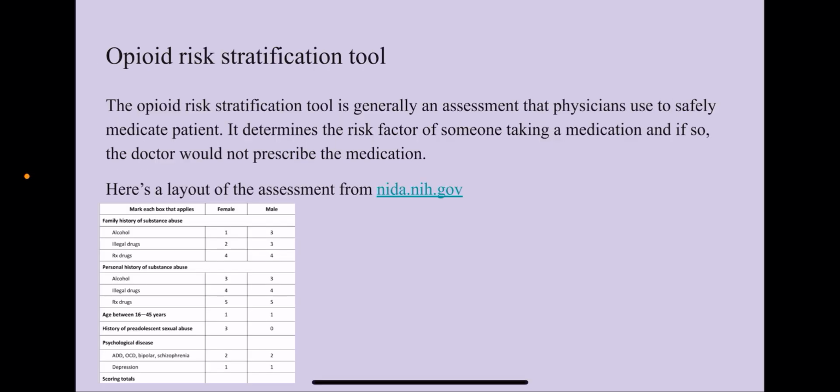So what is the opioid risk stratification tool? The opioid risk stratification tool is a general assessment that physicians use to safely medicate patients. It determines the risk factor of someone taking a medication, and if the risk is high, the doctor would not prescribe them the medication. So they will ask questions like family history of substance abuse, alcohol, illegal drugs, prescription drugs. They do this to make sure that the patient isn't being prescribed anything that can potentially harm them. So this is basically a safety assessment. It's something that is needed.